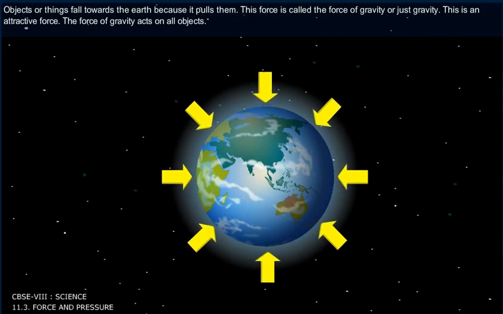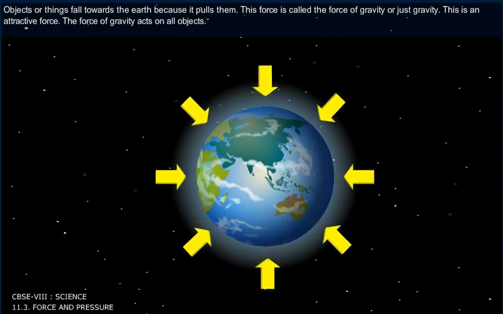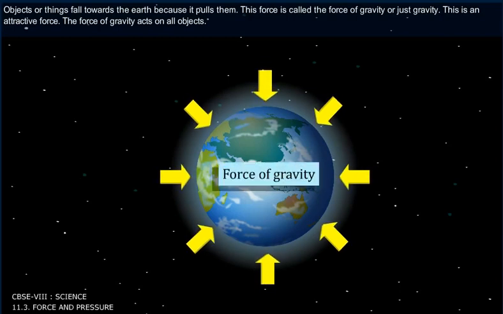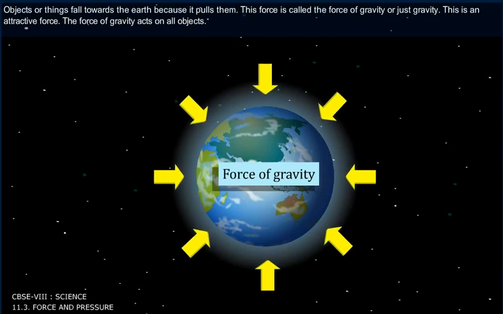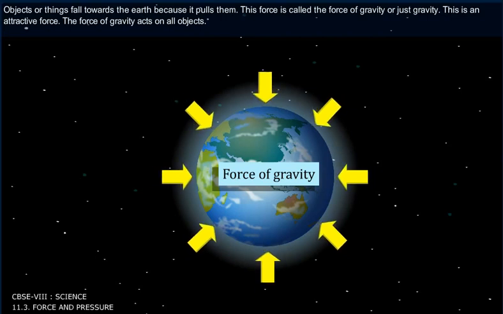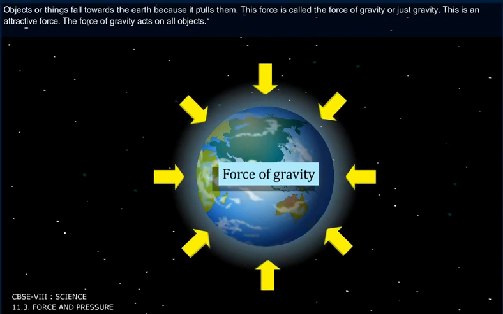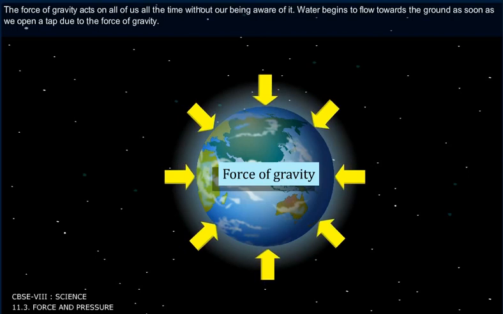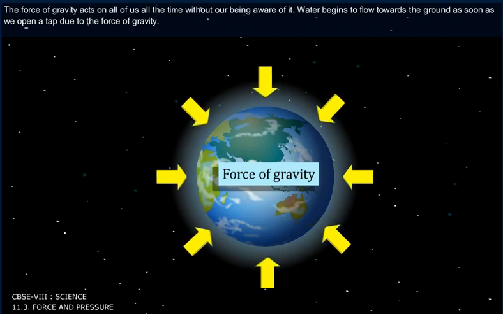Objects or things fall towards the earth because it pulls them. This force is called the force of gravity or just gravity. This is an attractive force. The force of gravity acts on all the objects. The force of gravity acts on all of us and all the time without our being aware of it. Water begins to flow towards the ground as soon as we open a tap due to the force of gravity.